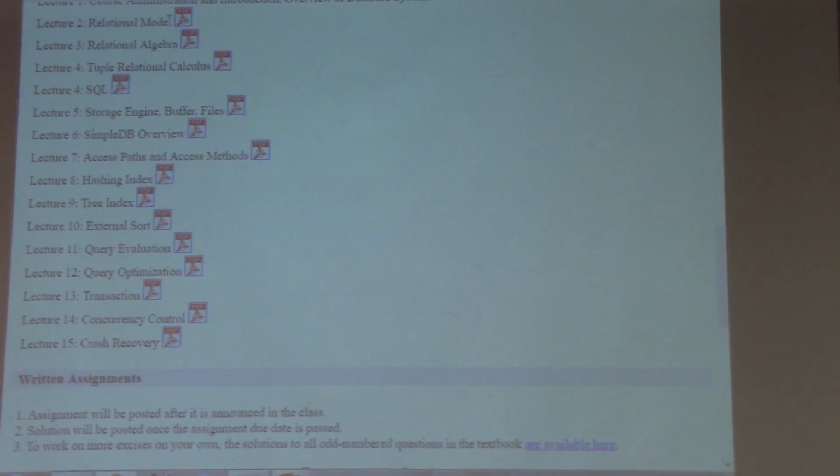So let's get started. A couple of things. I think today will be our last lecture on transactions, and that will cover pretty much everything I wanted to cover for this class. And next week, the good news is we are ahead of schedule.